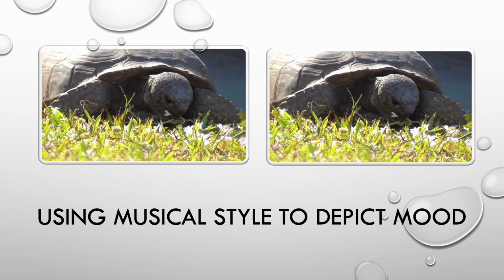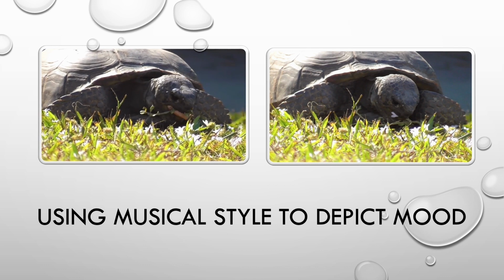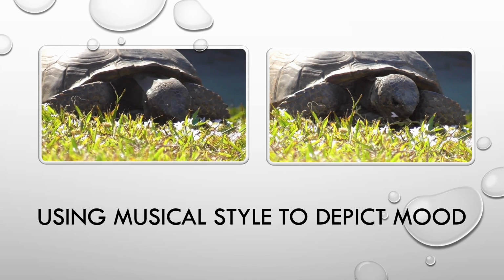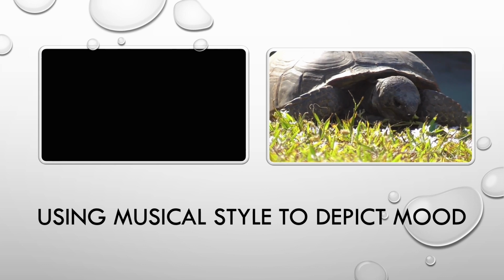I have 2 examples that show how different styles of music scoring can dramatically change the way a scene is interpreted. Have a look at the same scene I scored twice of these tortoises eating. The first one is light and airy. This next one is more active and aggressive.